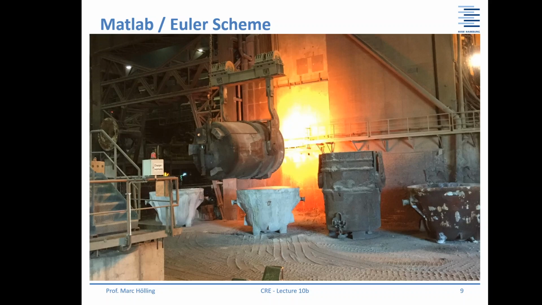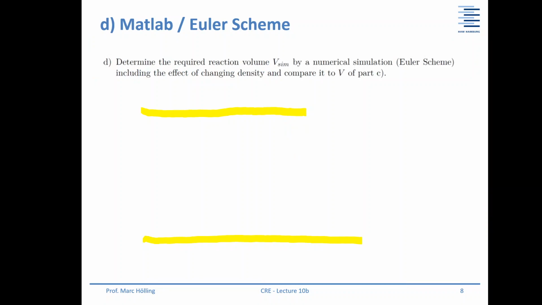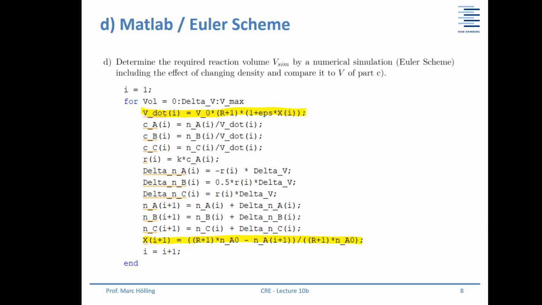We are still at the Recycle Reactor from worksheet number 5, and the last part, D, was about creating a little simulation program with the Euler scheme. Last time I showed you that the programming was quite like the plug flow reactor, but there were two things: you have to correct for the volume flow and you have to correct the conversion.